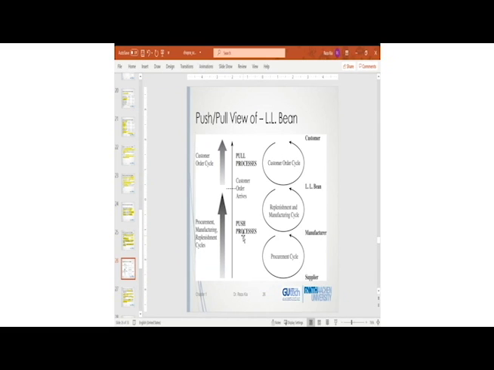So this is a good example to show you that maybe one part of the supply chain could be a pull process, and some other part could be a push process. In a pull process, the operation will be started based on the customer arrival. In a push process, we are anticipating the demand, and based on that, we will start our process. I think we will have another example.